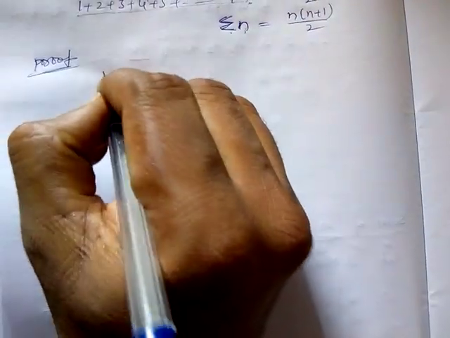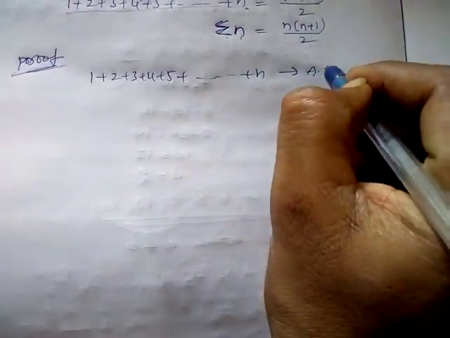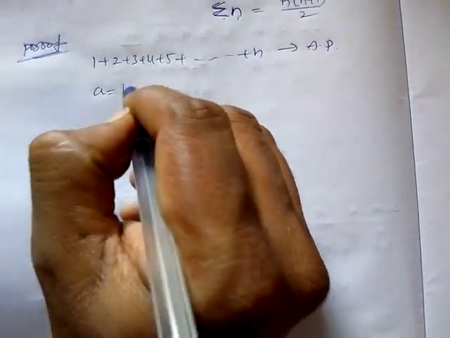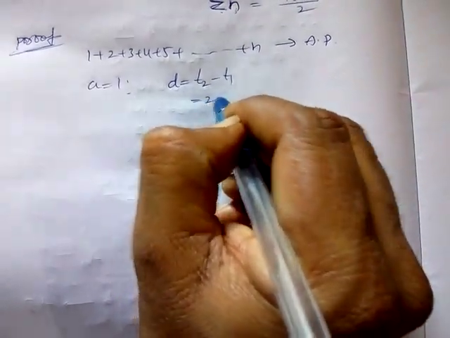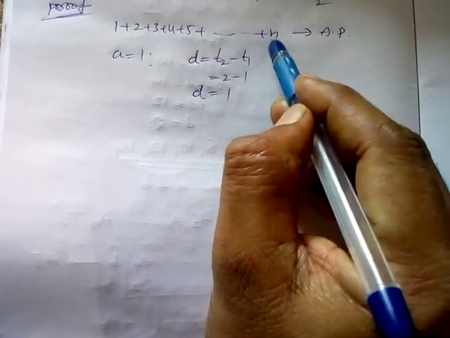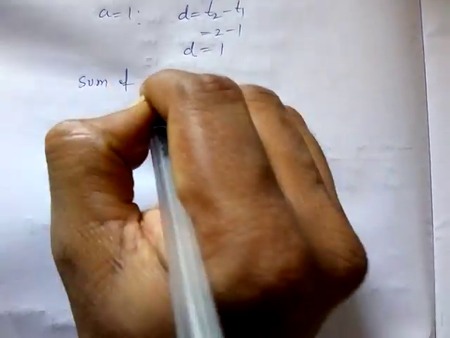So here the series is 1 plus 2 plus 3 plus 4 plus 5 up to n. This is an AP series. So here first term a is equal to 1, and common difference d is equal to t2 minus t1, so 2 minus 1, d is also 1. So you have to find the sum of n terms.